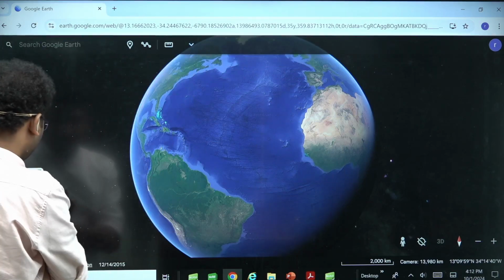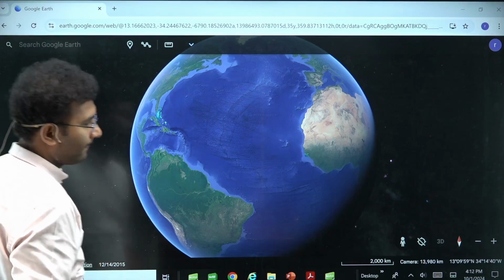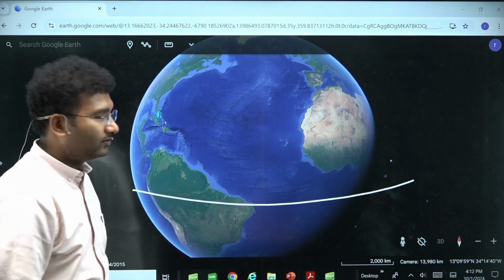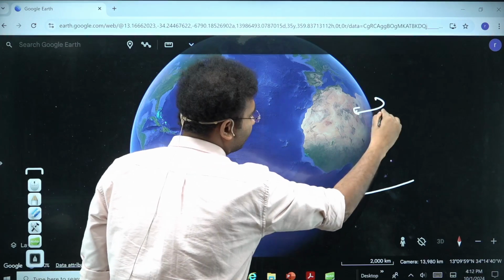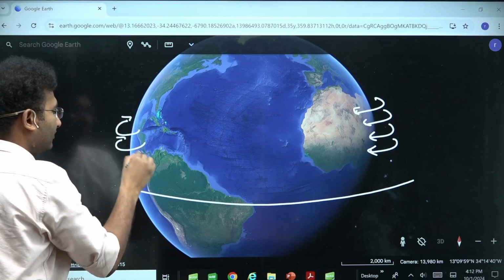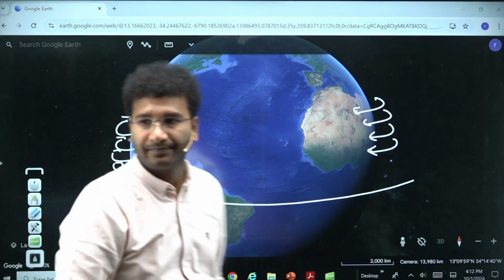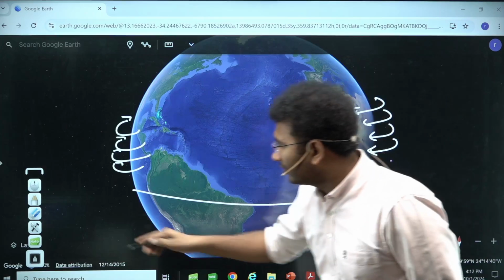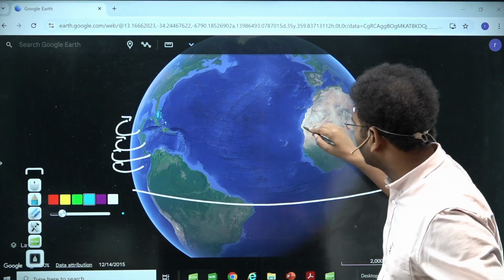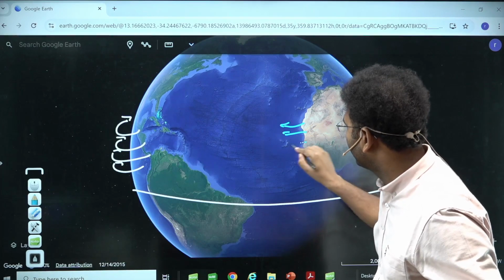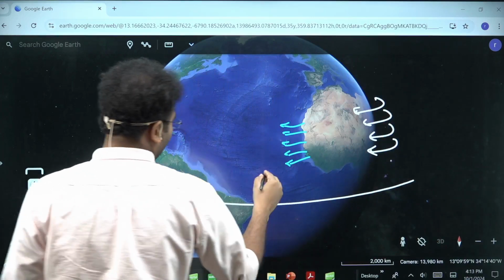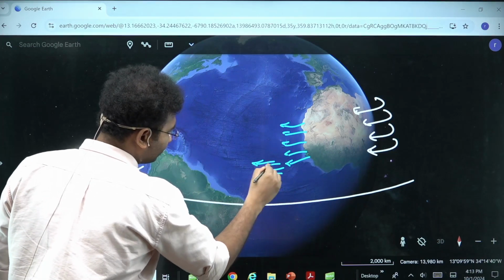Look here. See, this is your equator. Let's imagine the wind direction is like this, okay, and the wind direction is in this direction here, right? Now the color which I am using, blue color, is considered to be water. The water from here is moving in this direction, right? This is your water. The water will move like this.